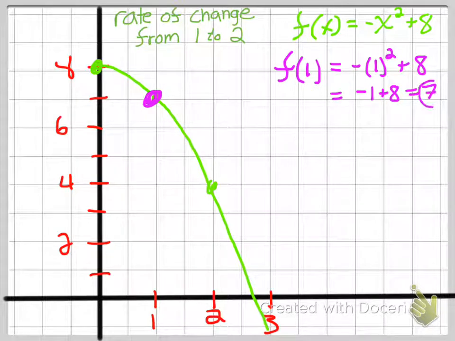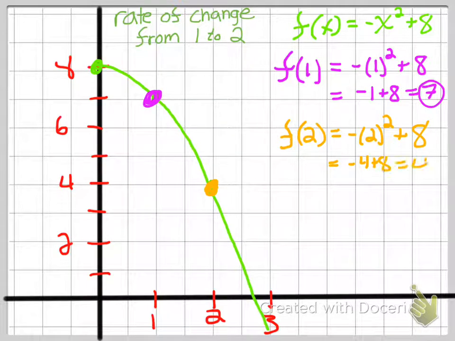So now we need our second y value. We can do that by getting f of 2. We're trying to find the rate of change from 1 to 2, so that's why we picked the 2 points that we did. Okay? So now we're looking at f of 2, and that's this point right here. It looks like in this picture that the y value is going to be 4, but we need to figure that out algebraically. So when we plug in 2 to the function, we will have negative 2 squared plus 8. In other words, we will have negative 4 plus 8, or 4. Alright? So now we have both the x value and the y value for both of those points.